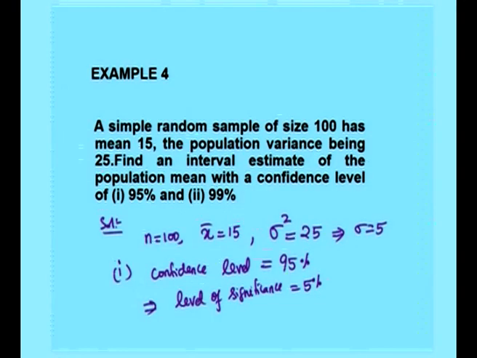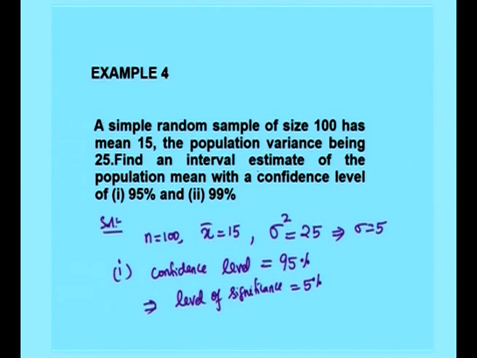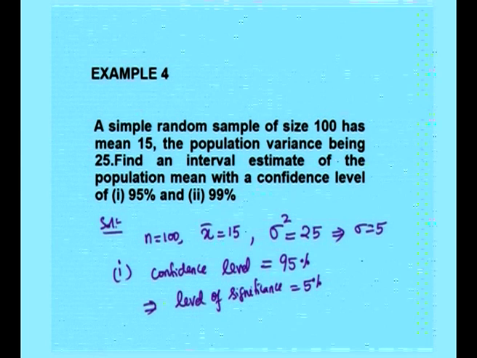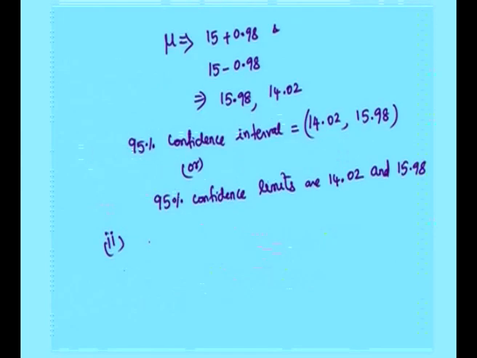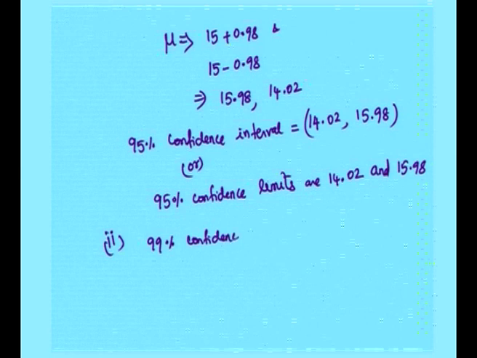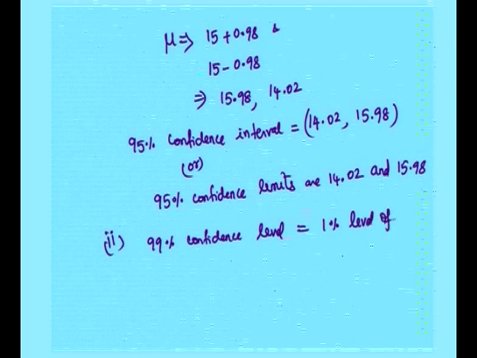The second subdivision is about 99%, right. Second subdivision is find an interval estimate of the population mean mu with a confidence level of 99%. 99% means 99% confidence level if you want, it means 1% level of significance to be taken.